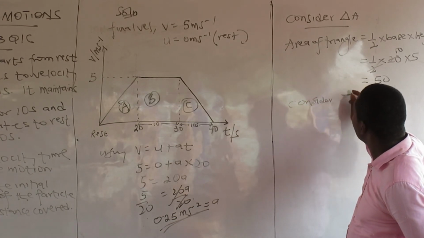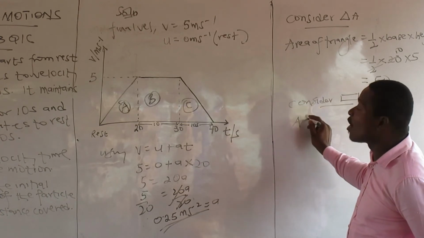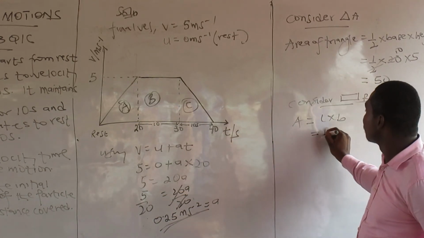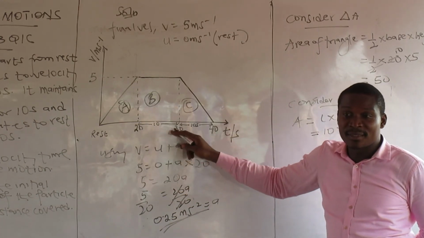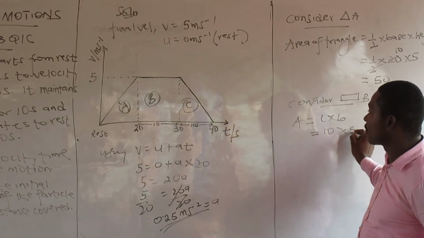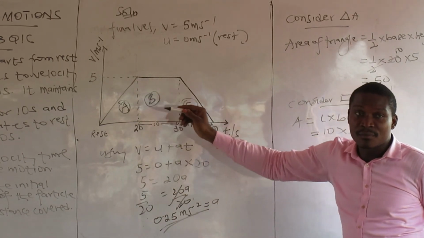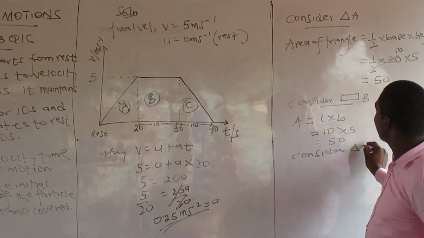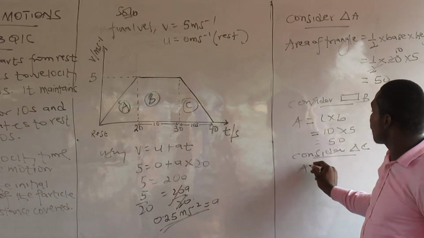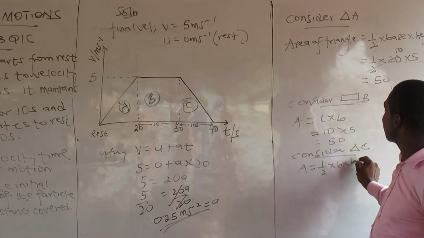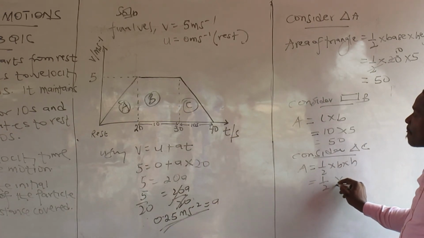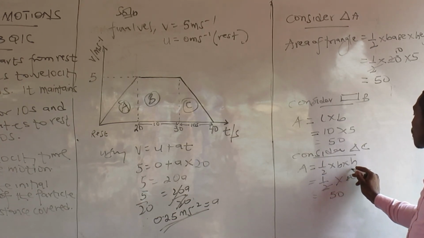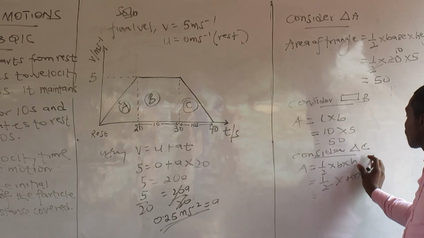Now consider rectangle B. Area of a rectangle is length times what? Breadth. Now the length of this rectangle is what? 10. It's not 30, it's 10. And the breadth is 5. So this is 50. Now consider triangle C. Area is half base times height. Half. What is the base? 10. Height, 5. You get 25, right? That's 25. 2 goes into 50, that's 25.